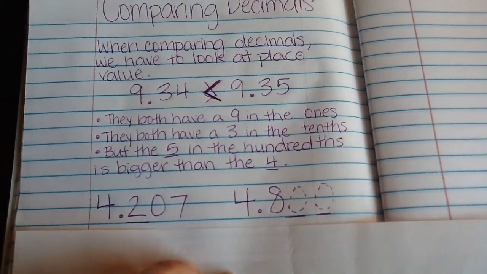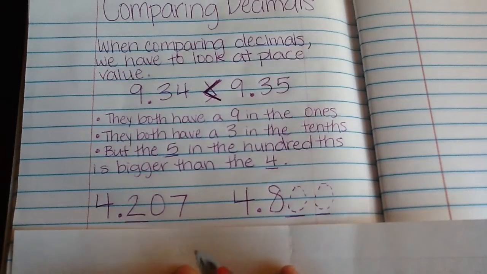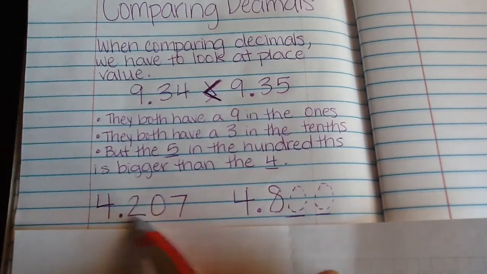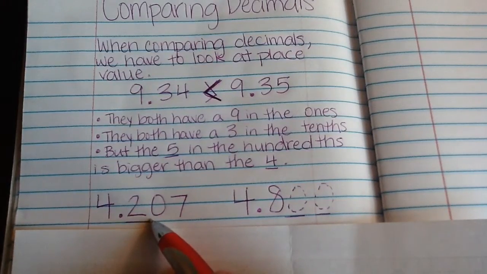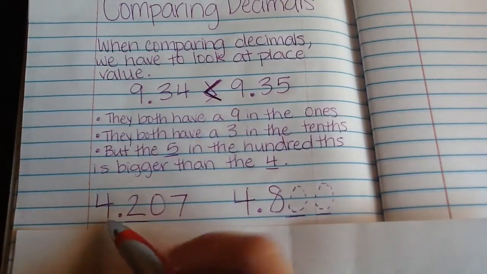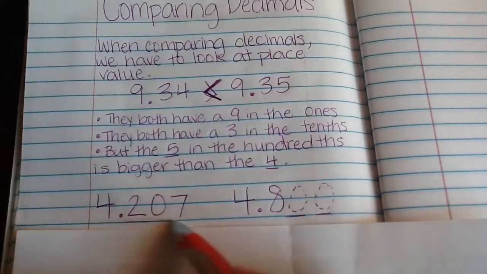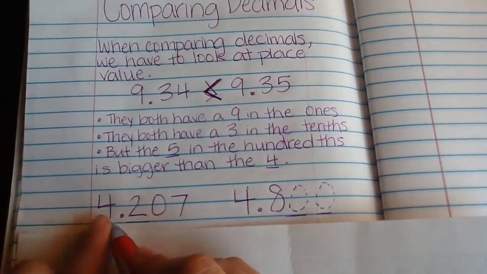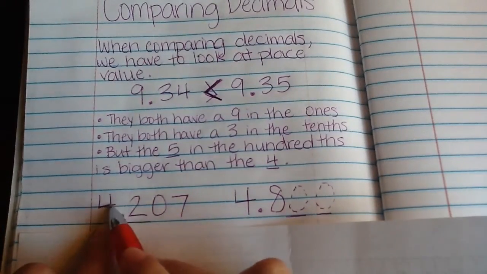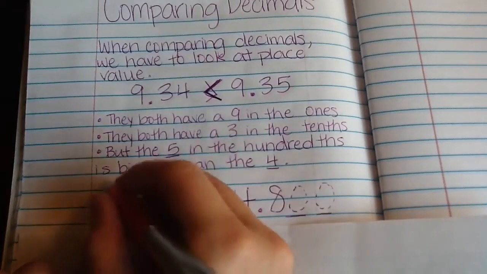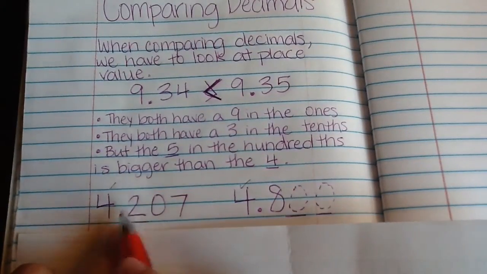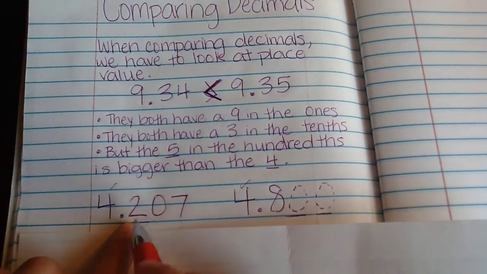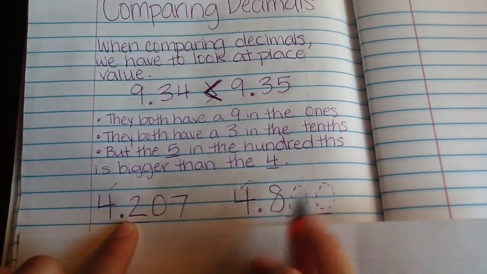Now what we're going to do is we're going to compare them. It's easy at first to say, well, this one looks bigger, so this one must be the bigger number. But what we're going to do first is start from left and go all the way to the right. So let's start with our ones place. We see that they both have a 4, so we can just move on from there. We don't need to check those. Next, we look at our tenths place. So we see here that we have a 2 and we have an 8.